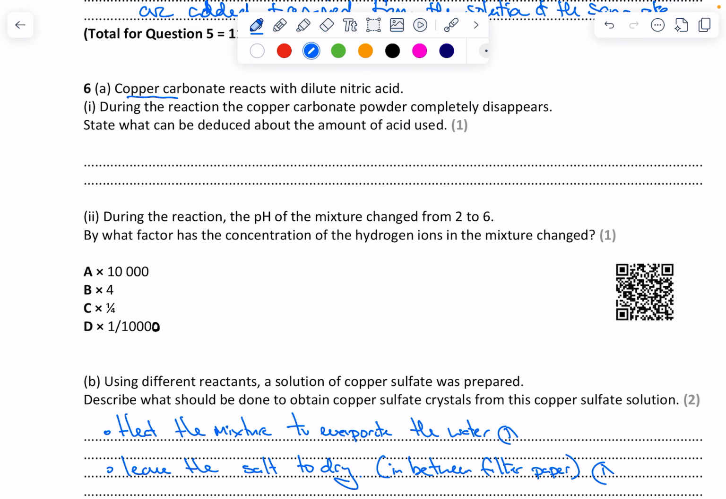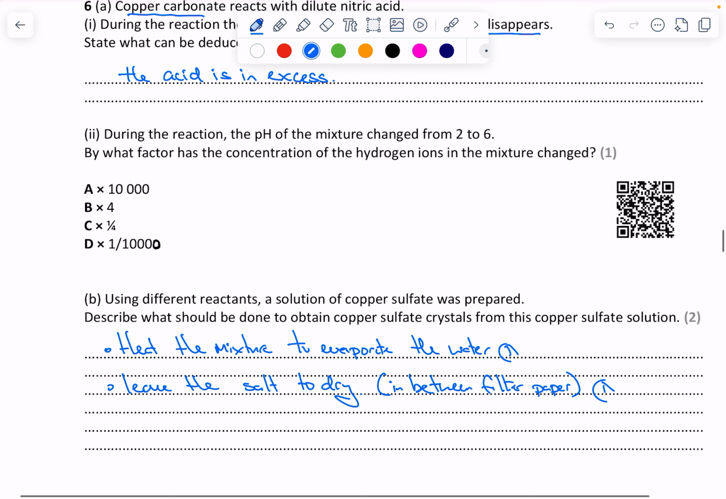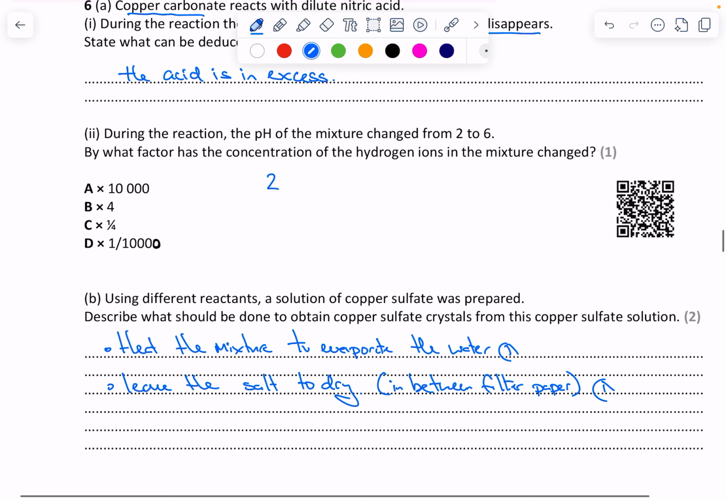So if the copper carbonate is reacting with the acid and the powder completely disappears, what that means is that the acid is in excess. So there's more acid than you actually need in order to make it react. Okay, during the reaction, pH changes and it goes from 2 to 6.